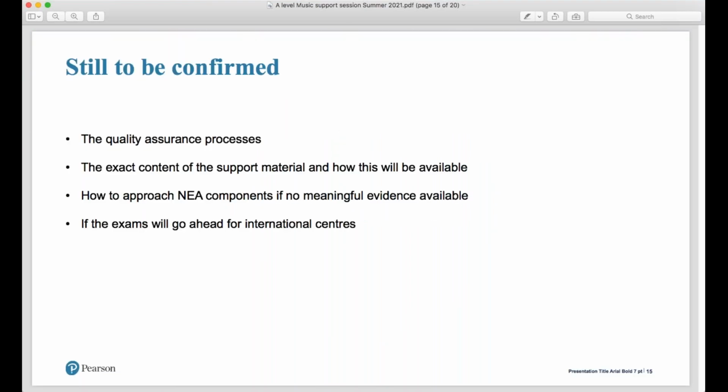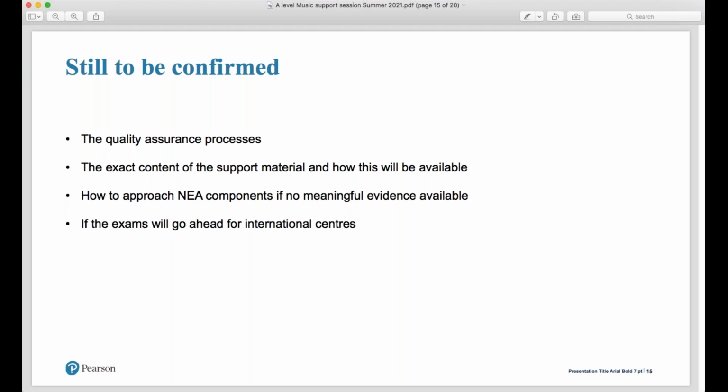As I said, there are some things still to be confirmed. Quality assurance processes are still to be outlined, and there will be further information as soon as possible. The exact content of the support material and how this will be available isn't confirmed as yet. And there will be further information on how to approach NEA components where there's been no meaningful evidence available.